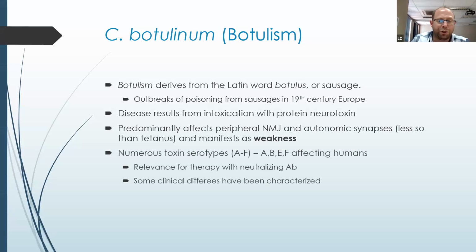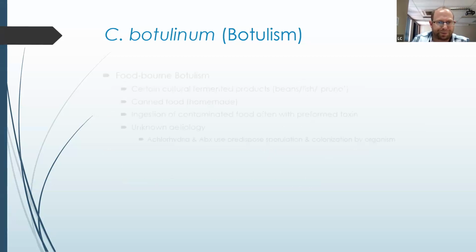It does affect, to a much lesser degree than, say, tetanus, the autonomic synapses, and it will manifest as a descending weakness. There's numerous toxin serotypes, A through F, but A, B, E, and more recently F are the ones that predominantly affect humans. And this has some relevance for therapy with neutralizing antibodies. If you're going to use antibodies that neutralize the toxin itself, it needs to be type specific. And there are some clinical differences, which I won't go into, that have been characterized between the different toxin serotypes.